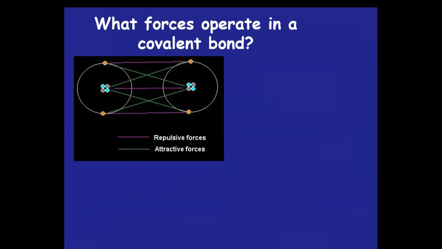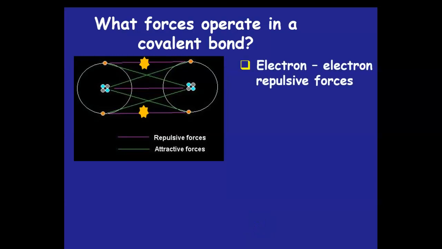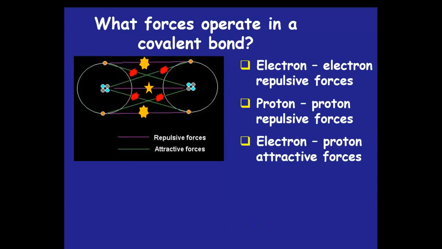Now, what forces operate in a covalent bond? Well, we have both repulsive forces and attractive forces, because you'll recall in a covalent bond, sharing of electrons is the bond. First, you have electron-to-electron repulsive forces, and we see those outer shell electrons of the two atoms repelling each other. Second, we have proton-proton repulsive forces as the nuclei repel each other. So that pushes the atoms apart. But there's also electron-proton attractive forces, 1, 2, 3, 4 in this system, that is holding the two atoms together.